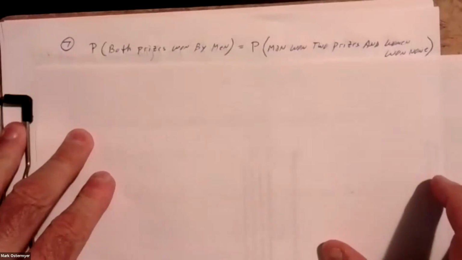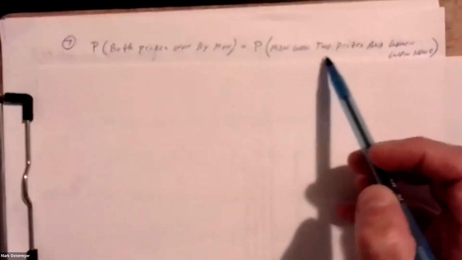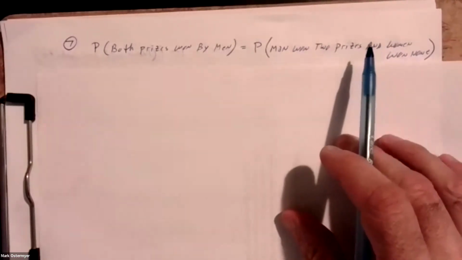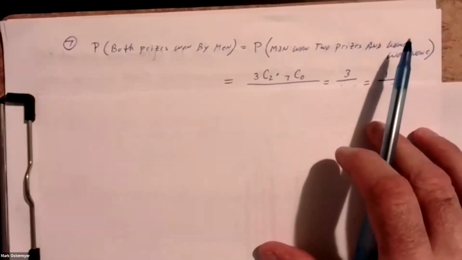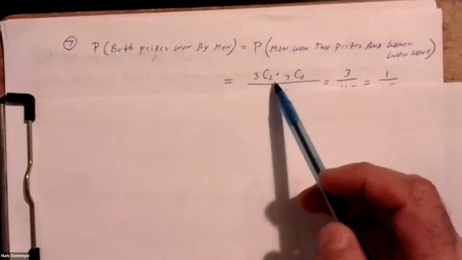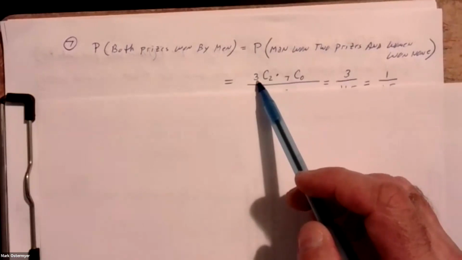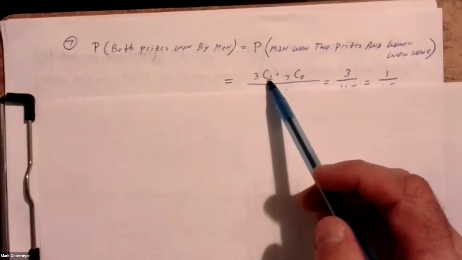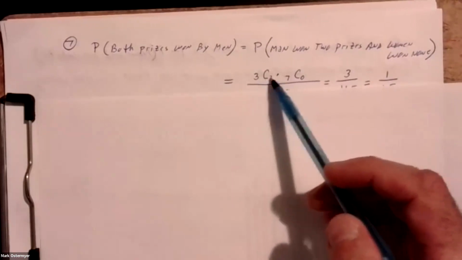All right, so what's the probability that both prizes are won by men? In other words, that's equal to the probability that a man won 2 prizes and a woman won 0 prizes. Well, we have 3 men, and the number of ways of awarding 2 prizes to 3 men where order doesn't matter. We don't care who won the prizes. There's no distinction between first and second prize and all that.